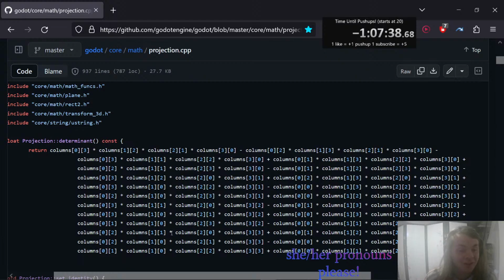Okay. Columns 0, 2 times columns 1, 1 times columns 2, 0 times columns 3, 3 plus columns 0, 1 times columns 1, 2 times columns 2, 0 times columns 3, 3 plus columns 0, 2 times columns 1, 0 times columns 2, 1 times columns 3, 3 minus columns 0, 0 times columns 1, 2 times columns 2, 1 times columns 3, 3 minus columns 0, 1 times columns 1, 0 times columns 2, 2 times columns 3, 3 plus columns 0, 0 times columns 1, 1 times columns 2, 2 times columns 3, 3 semicolon.